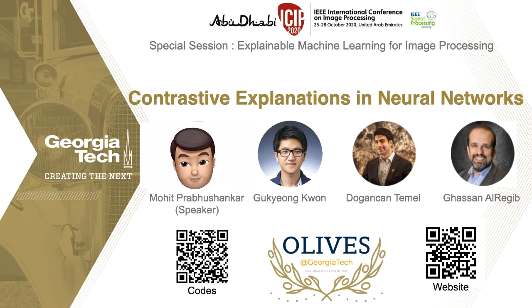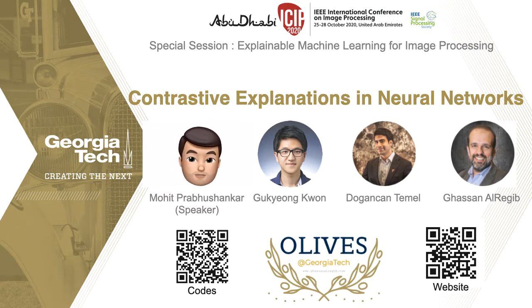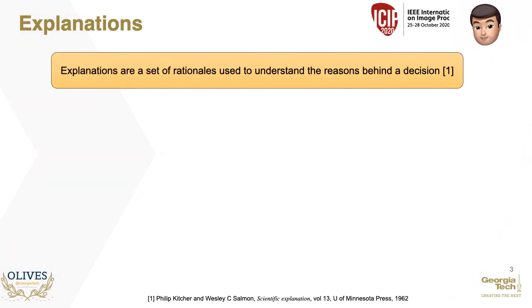In this paper, we question the status quo of current explanatory logic in neural networks and show that a more intuitive explanatory module can and should be explored. Let us start by discussing explanations. Explanations are a set of rationale or arguments that are used to understand the reasons behind a decision.